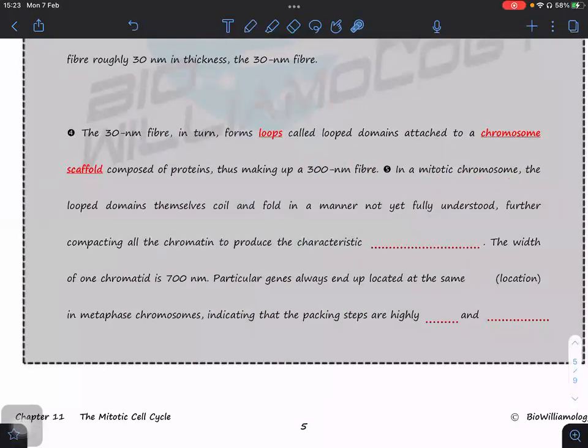In a mitotic chromosome, the loop domains themselves coil and fold in a manner not yet fully understood, further compacting the chromatin to produce the characteristic metaphase chromosome. The width of the chromatid is about 700 nanometers. Particular genes always end up located at the same locus in the metaphase chromosome, indicating that the packing is highly specific and precise. This is very, very important: when the packaging takes place, the genes always end up in the same locations. Later, we're going to look at terminology such as locus, and some other terms.